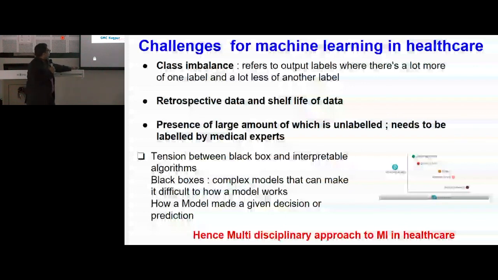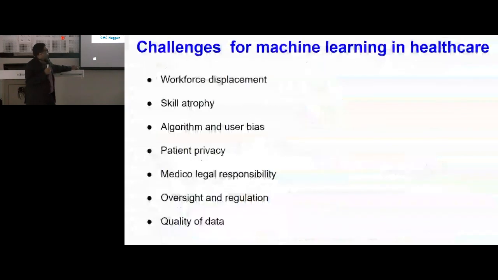Again, I have emphasized the same thing. The challenges, as I have told: workforce displacement, skill atrophy, algorithm and user bias, patient privacy, medico-legal responsibility. You have to understand everything: oversight and regulation, quality of data. These are all issues in the healthcare sector.